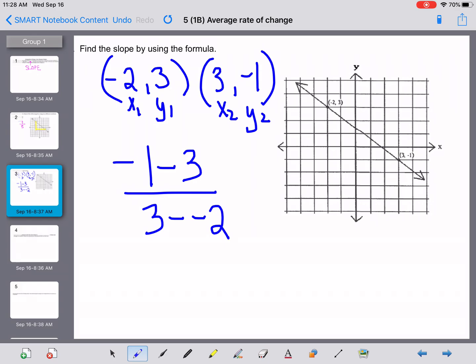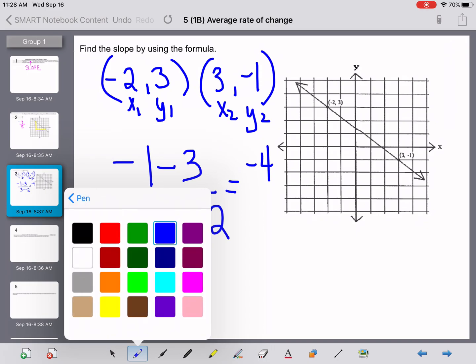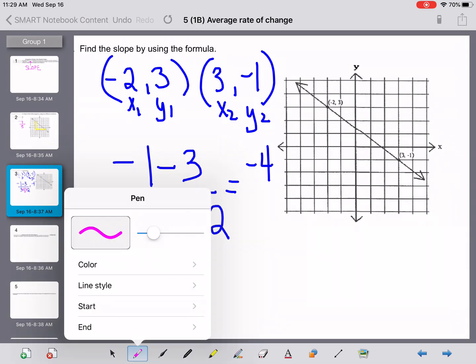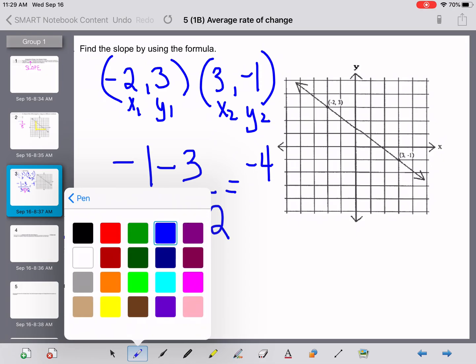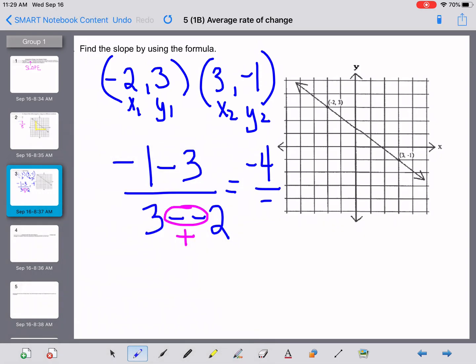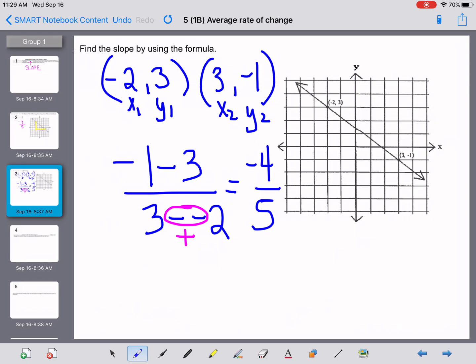So when we simplify there, negative 1 minus 3 is negative 4. Remember to watch out here with that double negative, because that double negative gives us a positive, and 3 plus 2 then is 5. And notice when you look back on the previous page for me, when we look back, negative 4/5, negative 4/5.